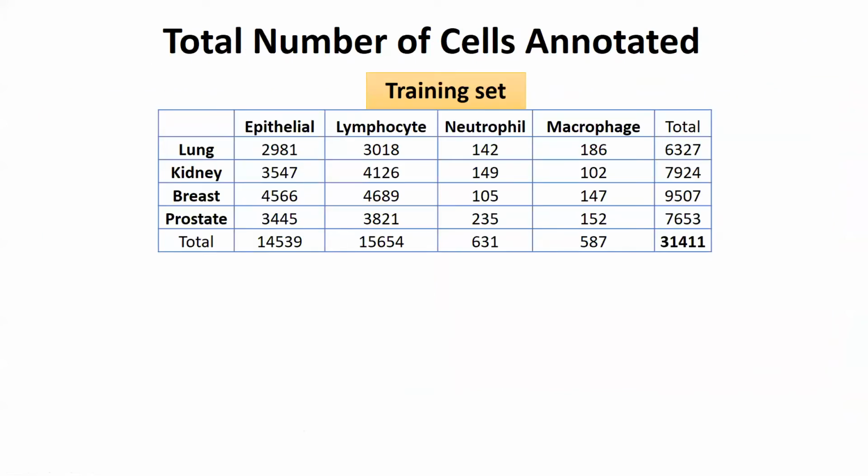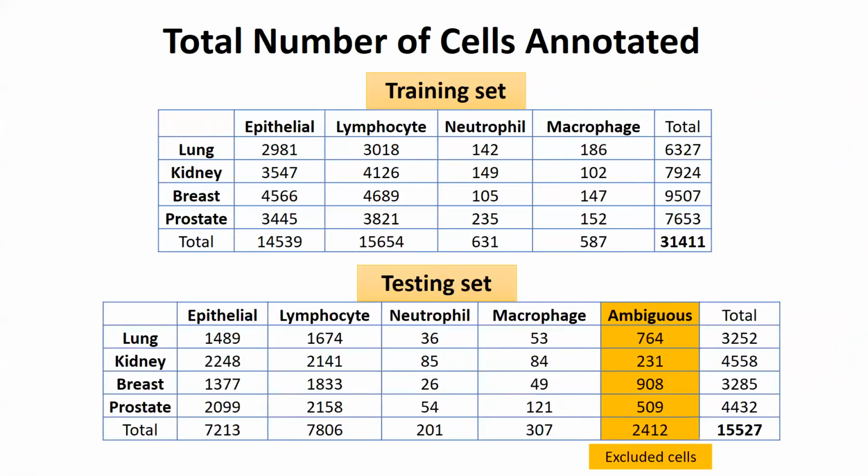I'm showing here the total number of cells which we annotated in the training set and testing set. As you know, we annotated 4 different cell types, epithelial, lymphocyte, neutrophil, and macrophage, from 4 different organs. And in the training cohort, we had around 31,000 nuclei, which we released in the training set, and 15,000 in the testing set. And we excluded some regions which we didn't include in this count.